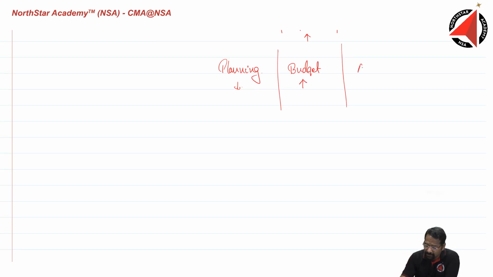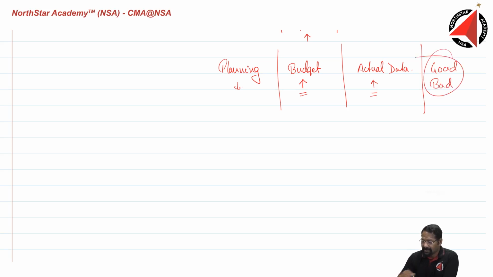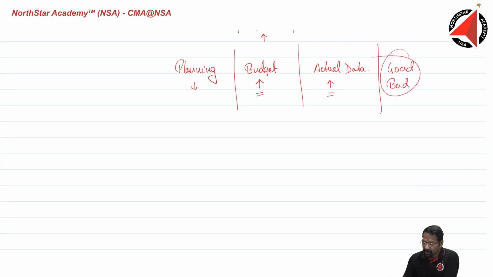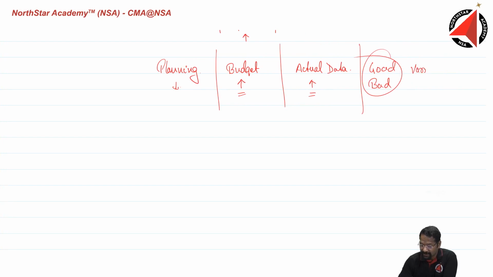Now, once budget is done, then at the end of the year, what happens? At the end of the year, we get actual data. We compare this budgeted data with actual data to understand whether we did a good job or whether we did a bad job. This entire analysis is covered in a separate topic called variance analysis. This is a complicated topic where we do variance analysis to find out whether we did a good job or a bad job.